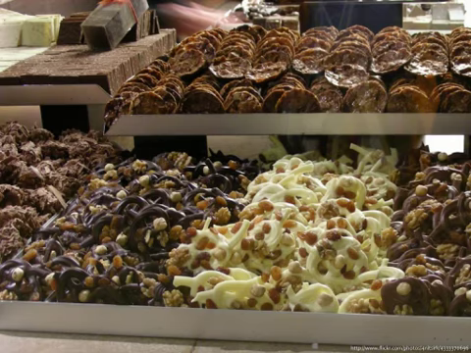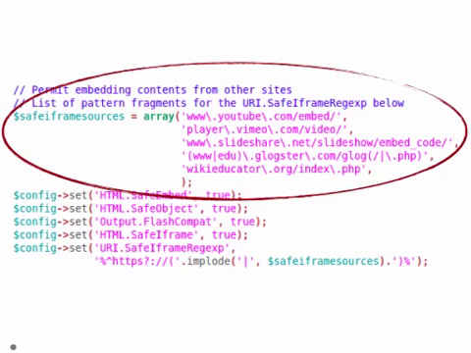So when Don asked me to do a presentation on all the 1.5 features, I thought, well, that's a bit difficult. So I tried to come up with some features that might also interest you. Number 1, the safe iframe feature of HTML Purifier.